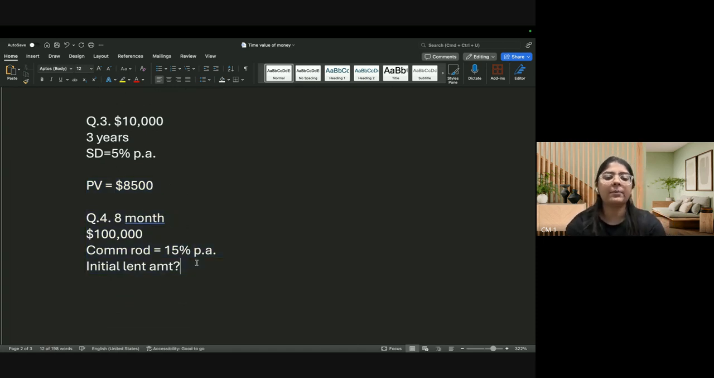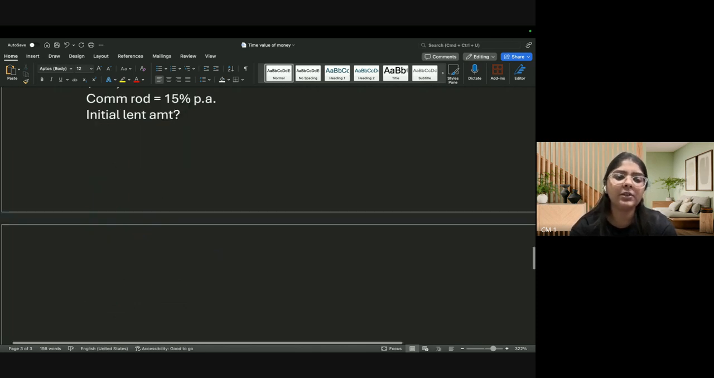Now moving to this question. So here what is happening? There is a loan, an 8-month loan repayable by a single payment of $100,000. So you are repaying your loan by paying this amount after 8 months. The commercial rate of discount is 15% per annum. You have to find out the amount that was initially lent to you. How will you do this?